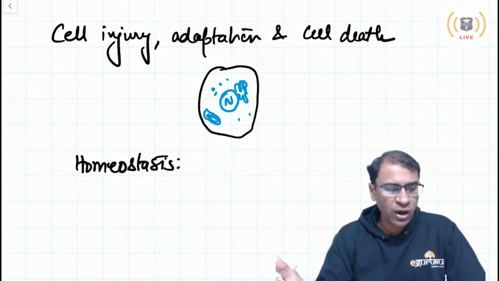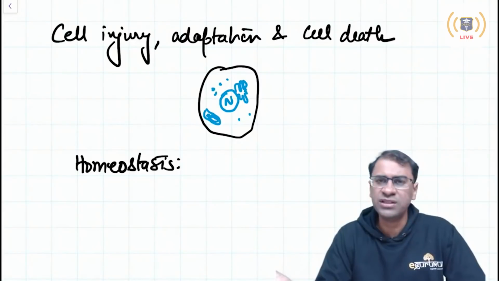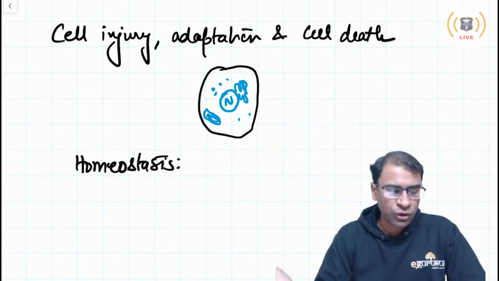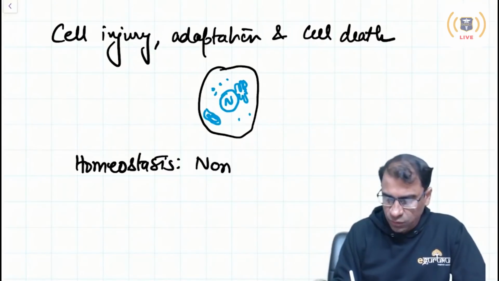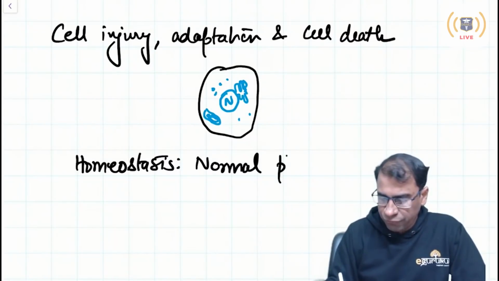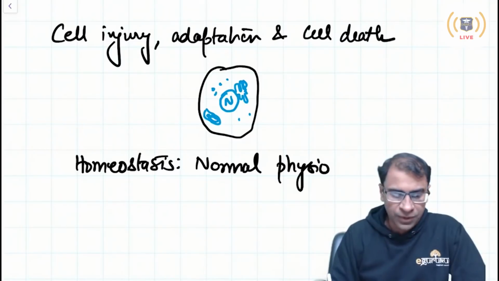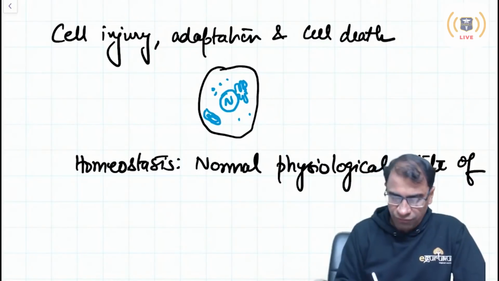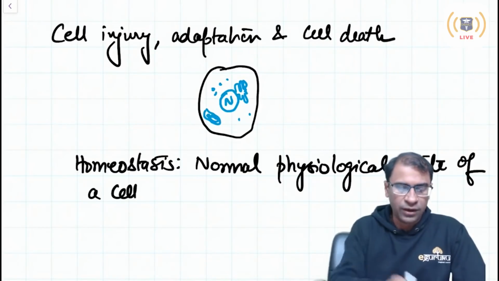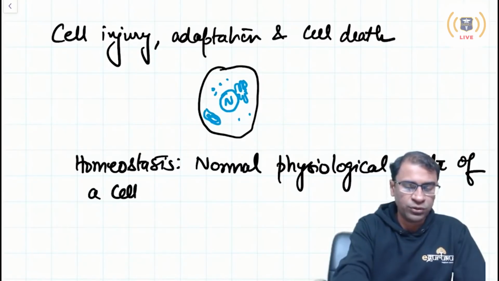So in short, if you ask me, sir, exactly what is homeostasis, I would use the term: it's a normal physiological state of a cell. Please understand, the normal physiological state of a cell is called homeostasis. The normal functional state of a cell is referred to as homeostasis.